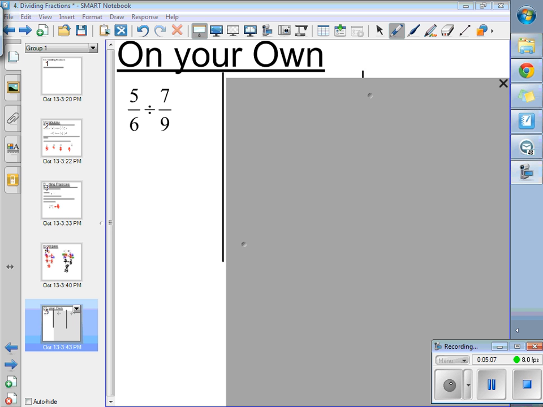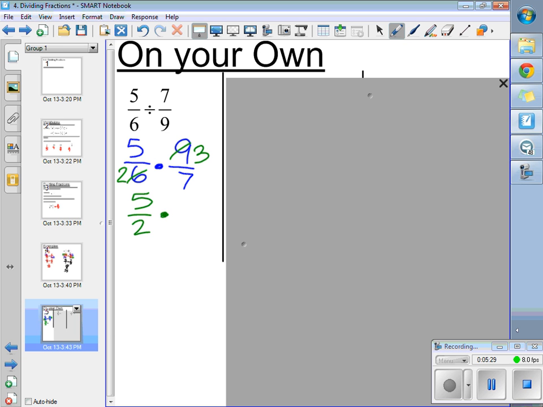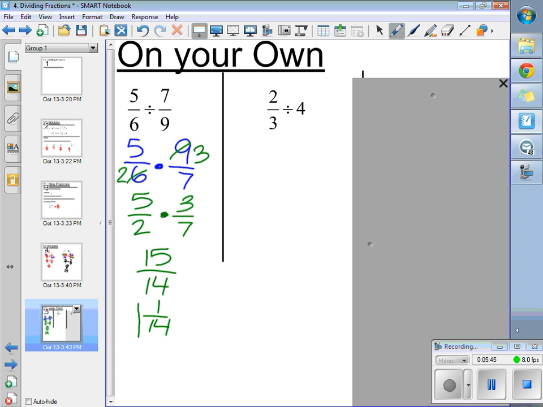Okay, so 7/6 is multiplied by 9/7. Get out our commons. We got a 3, so this is 2, and this is 3. So now I've got 5/2 times 3/7. I've got 15/14, or 1 and 1/14. All right.